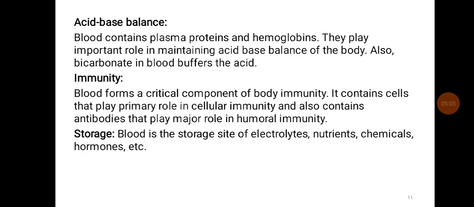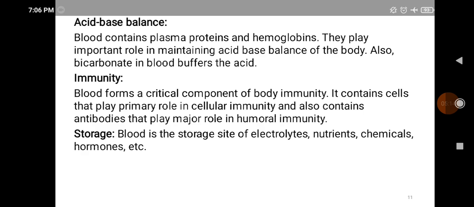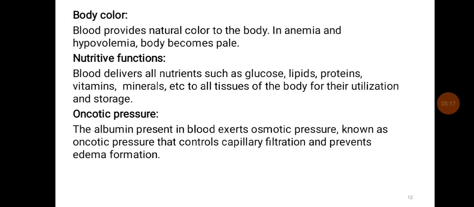Storage. The blood is a storage site for electrolytes, nutrients, chemicals, hormones. Blood gives a natural color to the body. In anemia and in hypovolemia, the body becomes pale. Nutritive functions. Blood delivers all nutrients such as glucose, lipids, proteins, vitamins, minerals to all the tissues of the body for their utilization and storage.